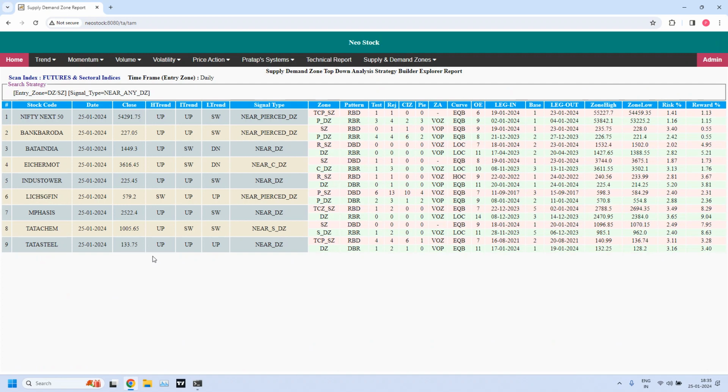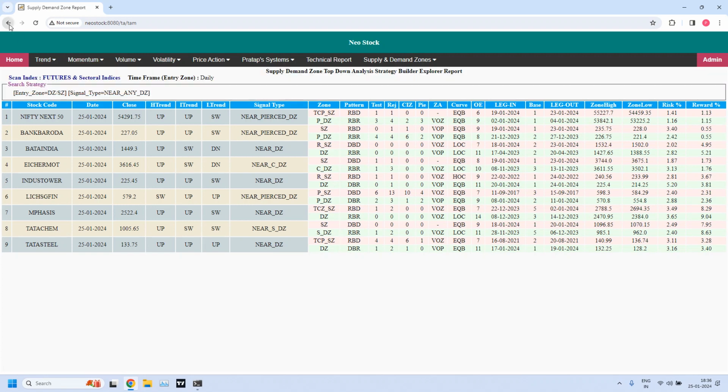So total 9 stocks are filtered. So let us check high liquidity demand zones from this list. So this is a high liquidity demand zone. Again, HR motor. Any other high liquidity demand zones? Yeah, we have identified one more high liquidity demand zone. That is Tata Chemicals. So these two are the high liquidity daily demand zones we identified.